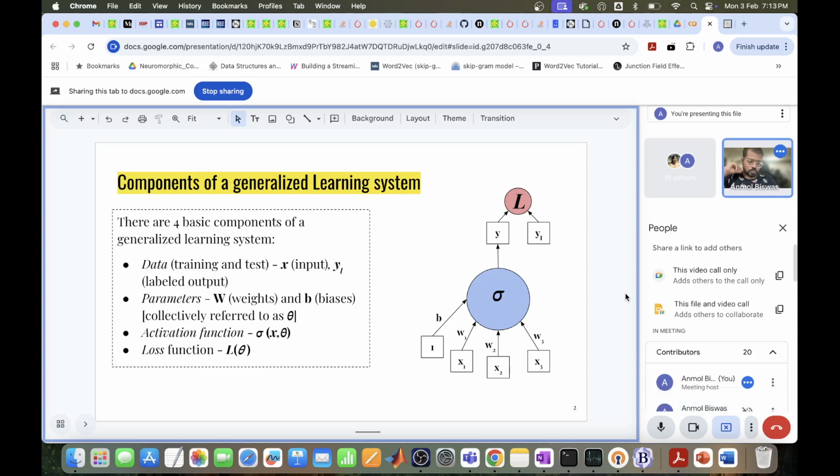So for late joiners, I will quickly go through what was covered once again in this session. The first thing that we saw is the basic components of a learning system, right? Obviously, you need data, which is inputs and the labeled output. You need parameters, which are the weights and biases, collectively referred to as theta. You need an activation function, or rather, you need several activation functions, right? Because you're going to have multiple layers in your network, which are usually parameterized by sigma, and you need to have a loss function, right? The loss function basically tells you about the quality of your model, right?